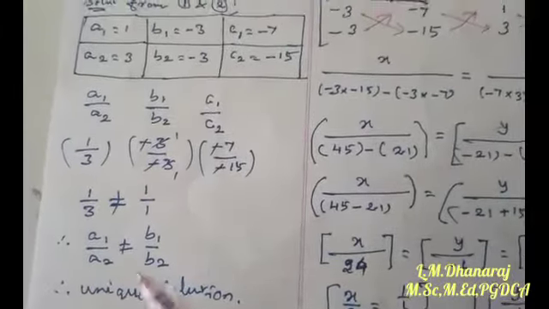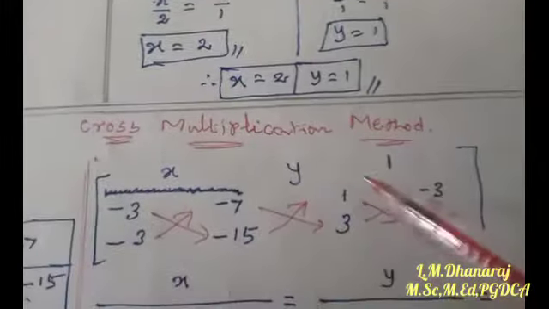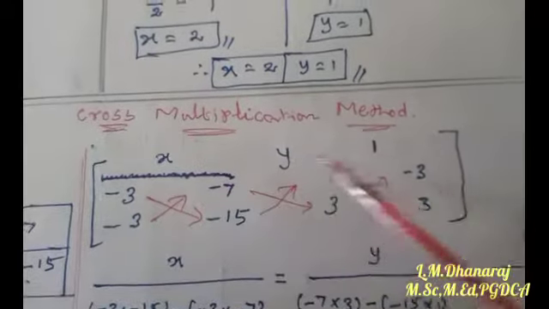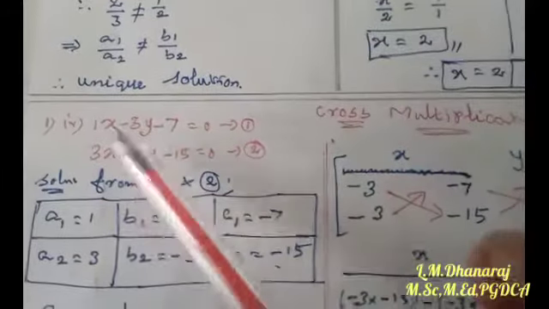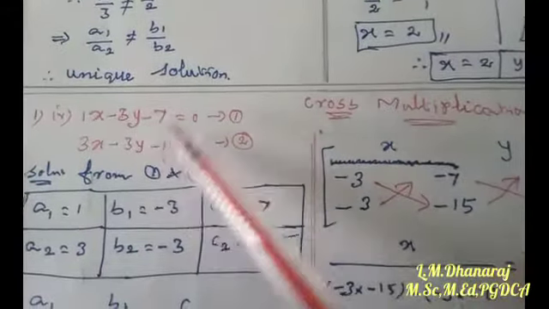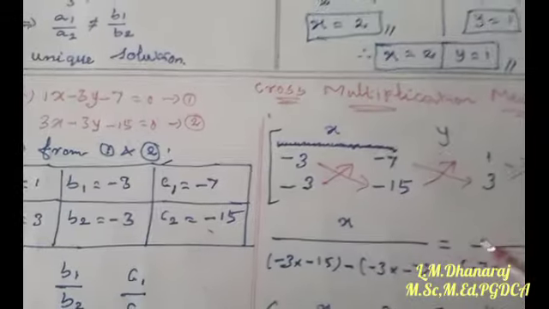Now on comparison of these two equations, a1 b1 c1, a2 b2 c2 we have written. So by comparison, a1 by a2 is not equal to b1 by b2. So therefore it has got a unique solution. So by method of cross multiplication, we have to write x, y and 1. For x term, we have to leave the x coefficients 1 and 3, then the remaining coefficients we have to write. That is minus 3, minus 7 and minus 15.